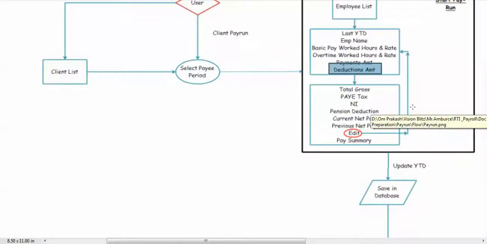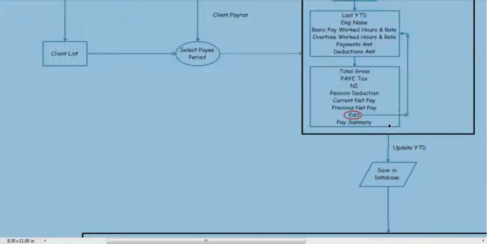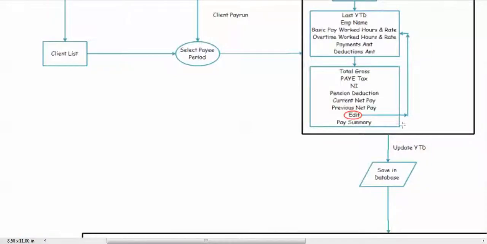Once we have verified or viewed these details, we are going to see how much amount is going to be processed for payroll. That is total gross pay, PAYE tax, national insurance amount, pension deductions, current net pay, and previous net pay amounts will be viewed in that form.